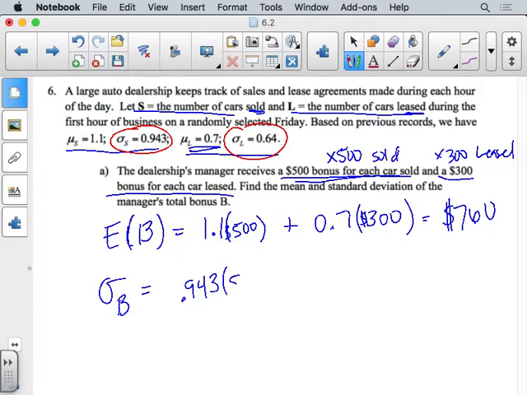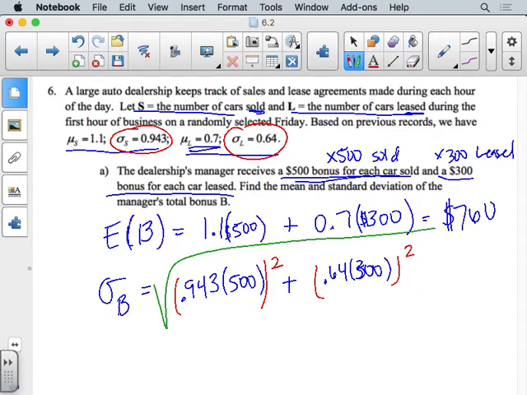0.943, and I get a $500 bonus for that. So I do get to multiply. If it was adding, I wouldn't do anything to the standard deviation, but I do on this one. And then, maybe I'll do it in a different color so we can really see it. I have to square that because it's like a square root kind of number. Then I'm going to plus 0.64 times 300. And I'm going to square that, add those together, and do the square root of it all.